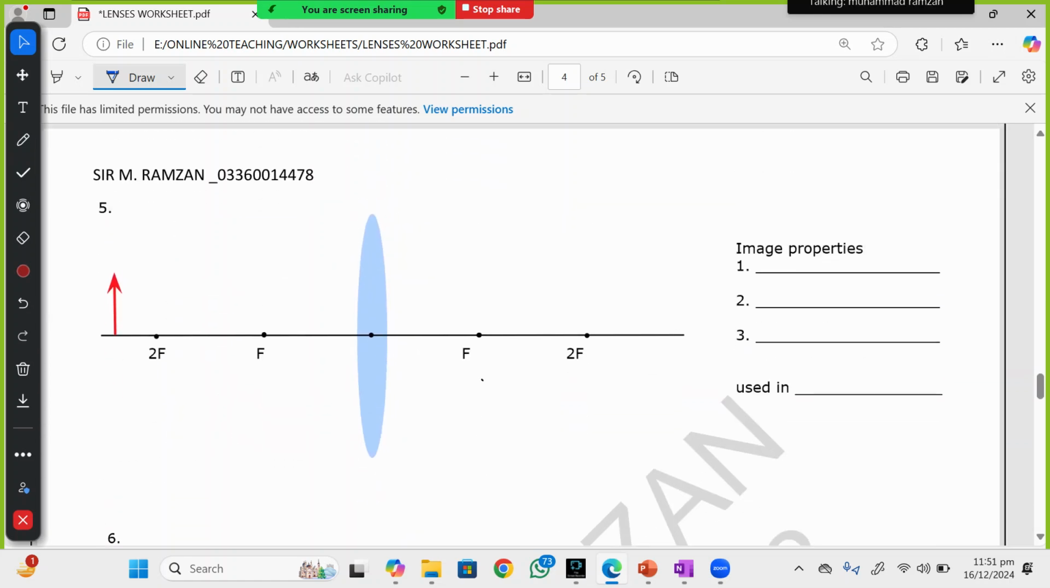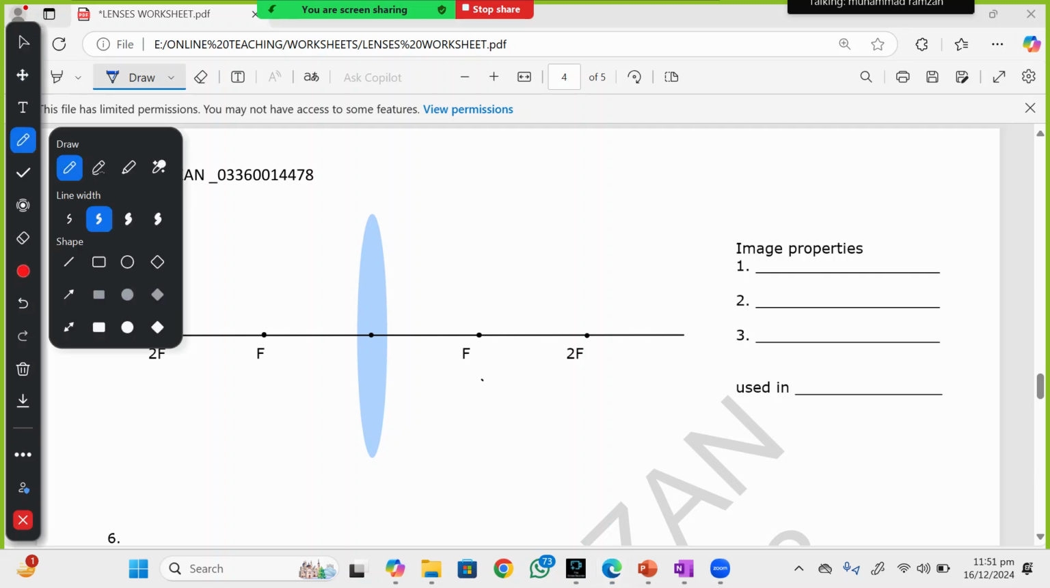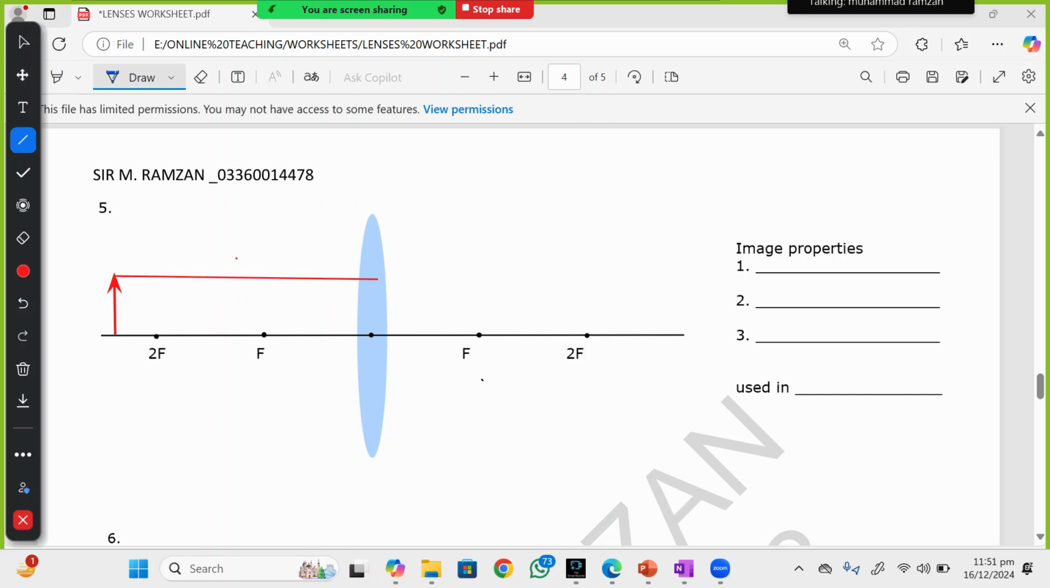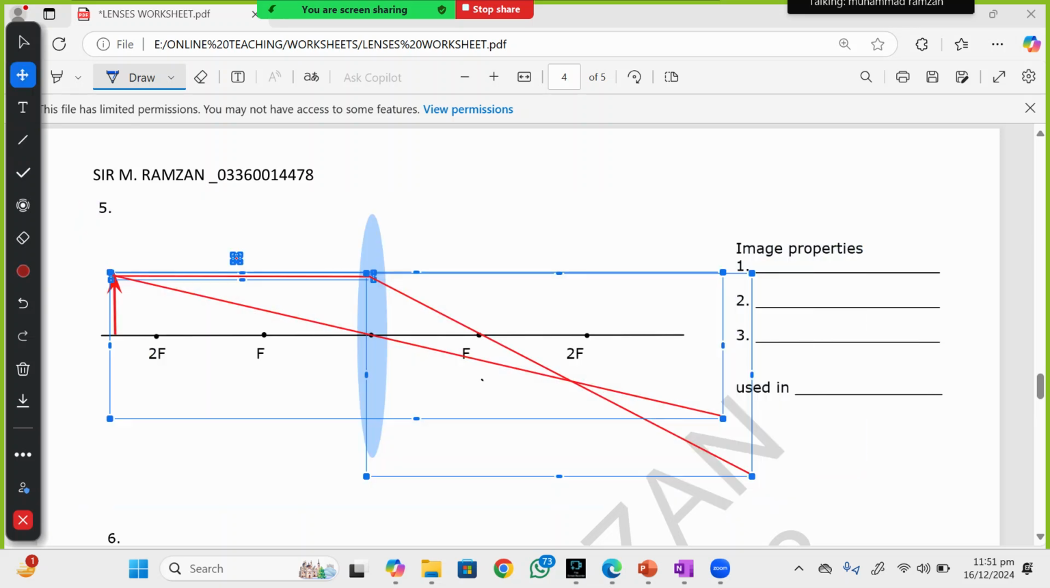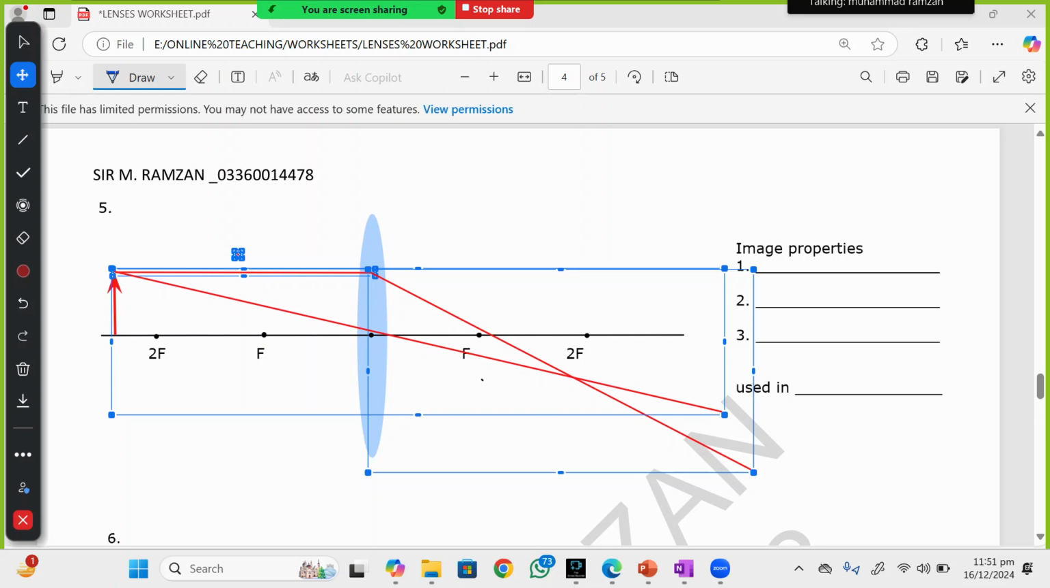Now the case number 5. Now the object is beyond 2f. So there must be again two rays. One ray which is parallel to the principal axis. The ray parallel to the principal axis would always pass through the focal, and the other ray would be this way. Remember one thing, we have to take these rays always from the top of the object, starting from the tip.